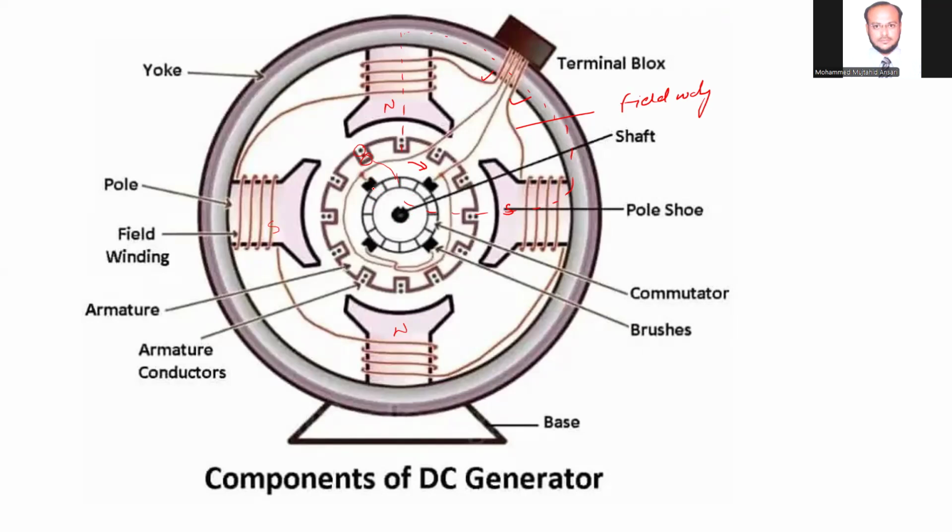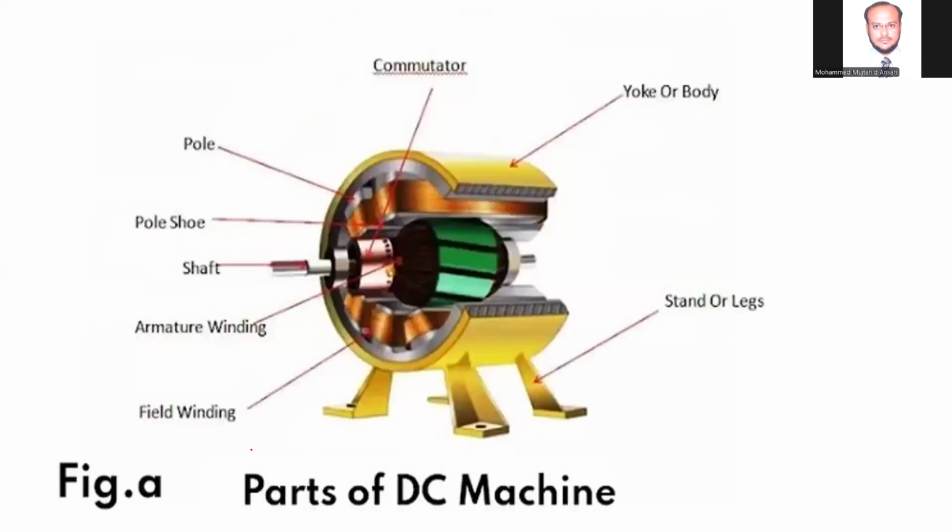So in the positive half cycle, it will conduct the current. In the negative half cycle, because of the non-conducting media between the segments, it does not conduct. So with the help of the commutator, we get only unidirectional current in the external circuit. And this is the terminal box. So these are some parts of the DC generator, DC machine, DC motor.